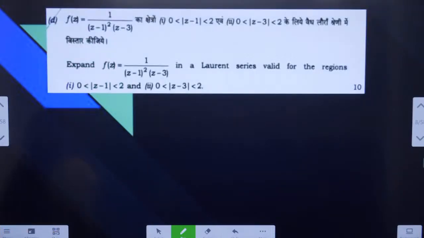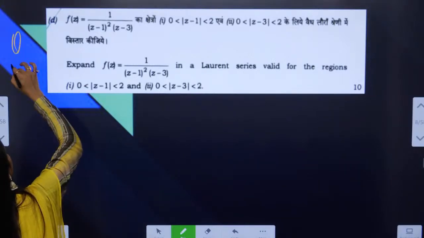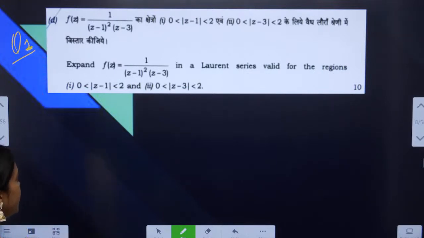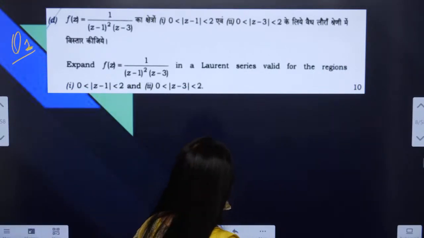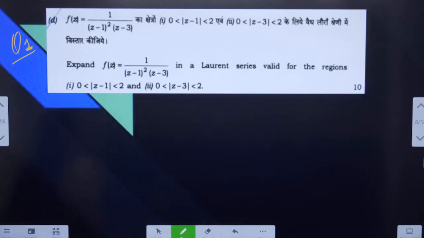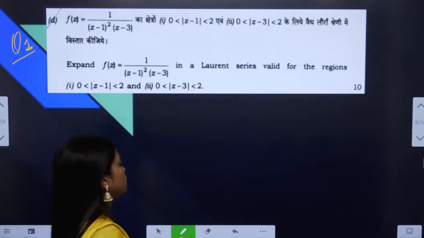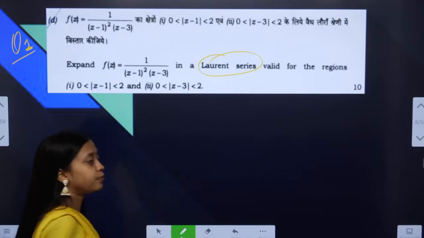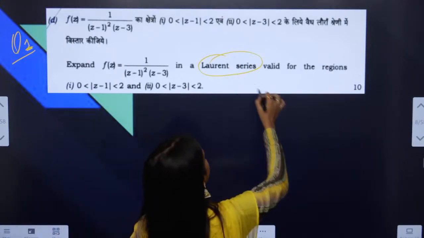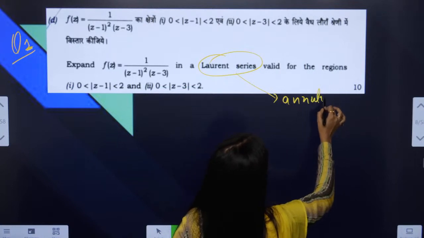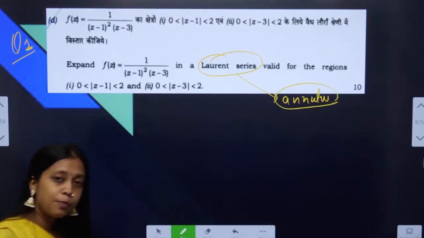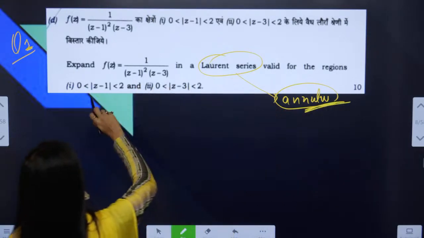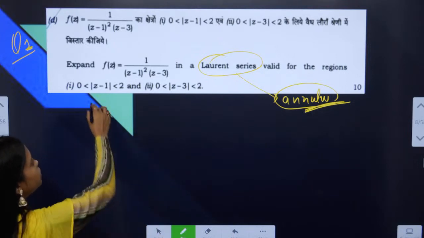Then again this was question number 1, D part. This was again a question of complex analysis. F z, a function is given and you have to expand this f z in a Laurent series, valid for the regions this and this. Okay, two regions were given. When they are talking about the Laurent series, we expand in the Laurent series in the annulus region, and that is what is given to us, z minus, this is the annulus region, both of them.